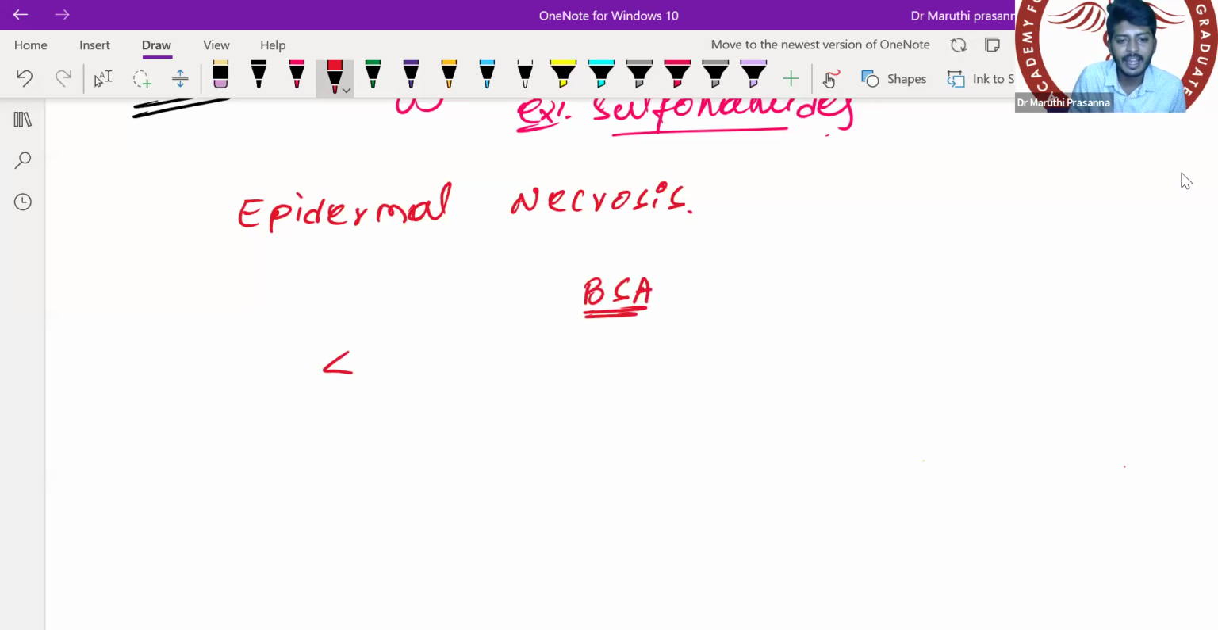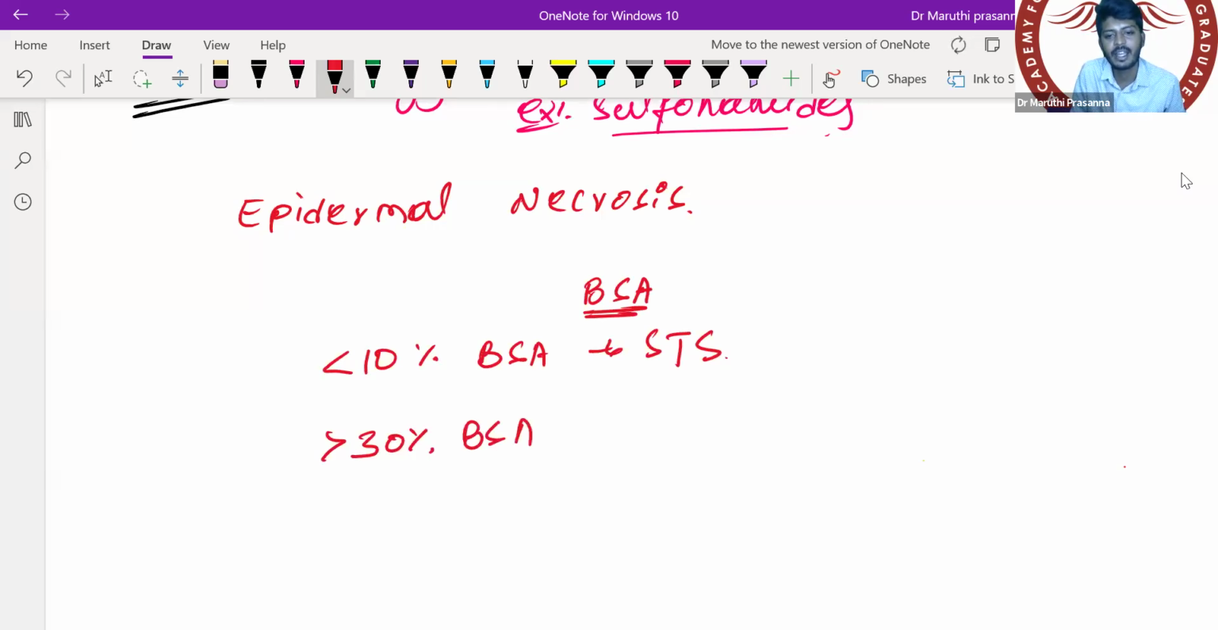If less than 10% of body surface area is involved, then we will call it SJS, Stevens-Johnson syndrome. If more than 30% is involved, then what? With 30% body surface area in epidermal necrosis, what do you call the diagnosis? Anybody?